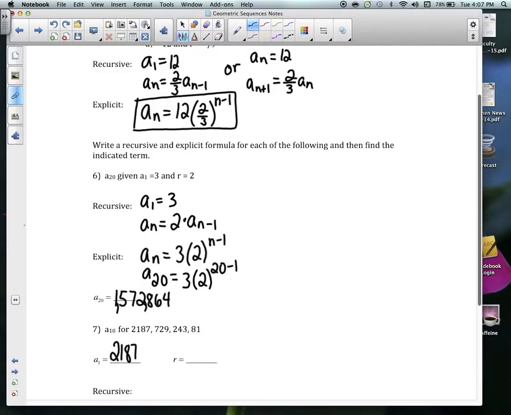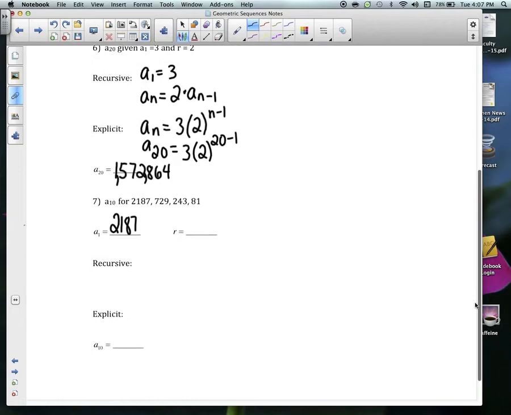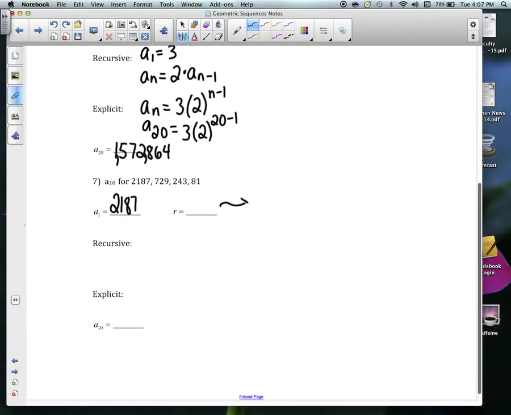Here we actually have to calculate the common ratio. So if you're dividing something that's going from a smaller number to a bigger number, I would always use the fraction tool for this, because most likely your ratio will be a fraction. In this case, it comes out to 1/3.